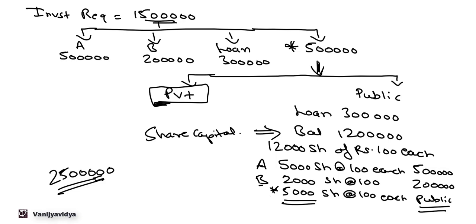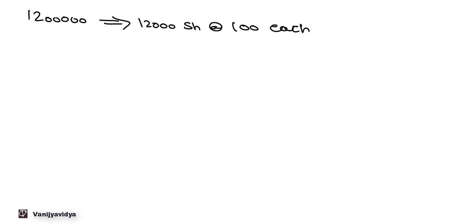Now let us understand the process of issuing these shares to the public. Now A has decided that the total capital that will be raised is 12 lakh rupees, and it will be 12,000 shares at 100 each. Now out of these 12,000 shares, 7,000 shares are taken by A and B. So the remaining 5,000 shares will be issued to the public.